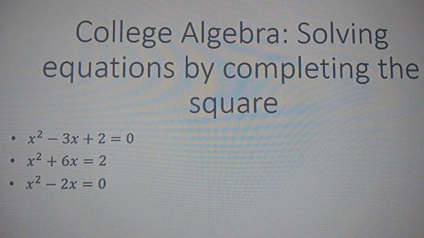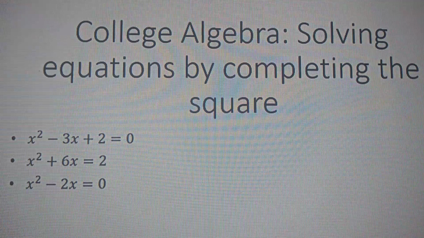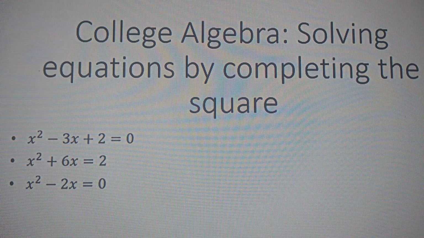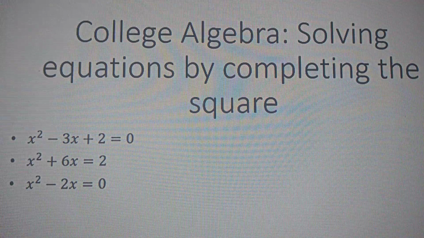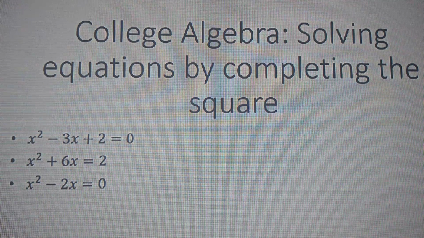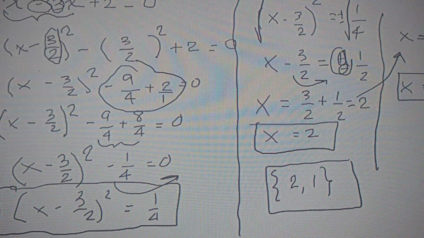X squared minus 2x. Remember, we can solve this equation by factoring, or by the quadratic formula, but we are going to be using completing the square. So x squared minus 2x, right? Okay, so let's do it. X squared minus 2x is equal to 0. As usual, the leading coefficient is 1.